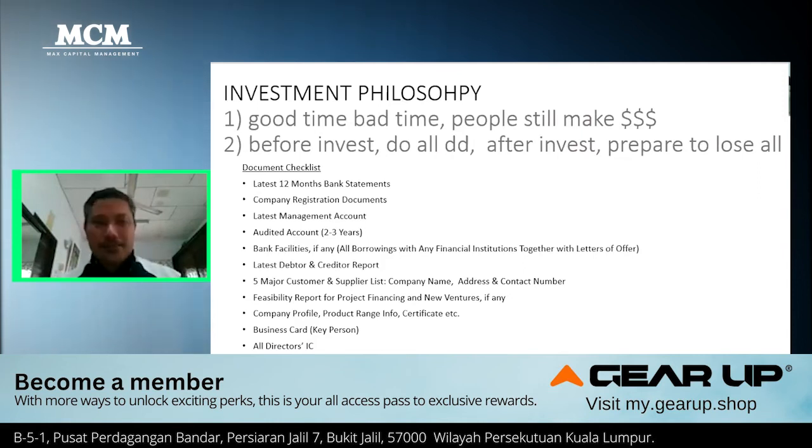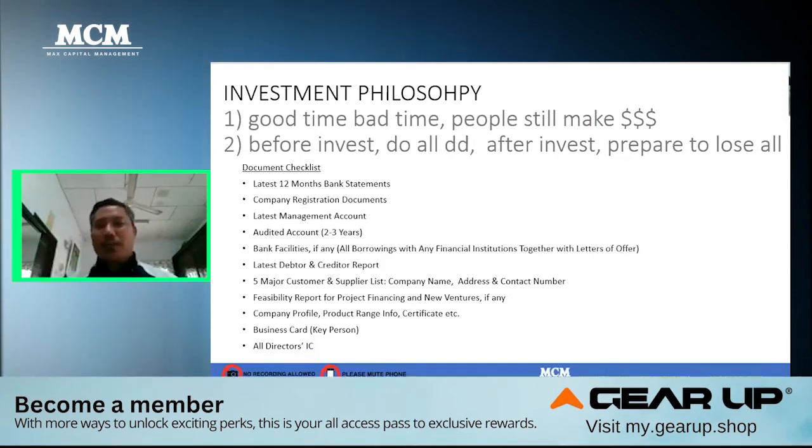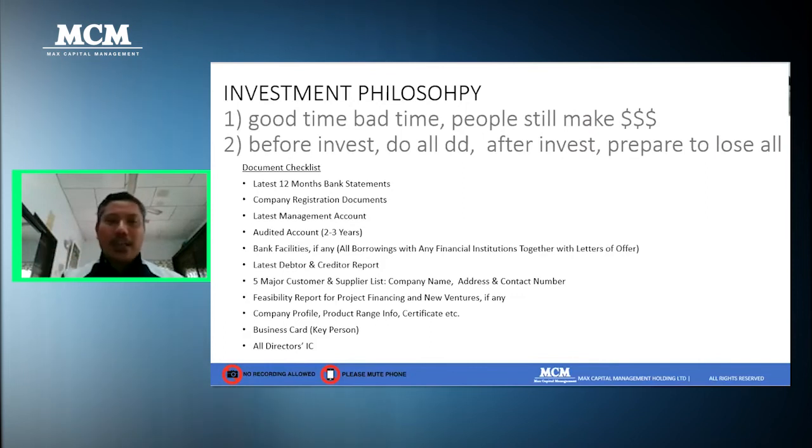Always think about this. So when we invest, these are the document checklists that we always ask from the companies. What are your latest 12 months bank statements? Are they on the positive side, or is there a lot of interesting in and out? And then the company registration documents: are the founders or the key management in the SSM documents, or some other company registration?